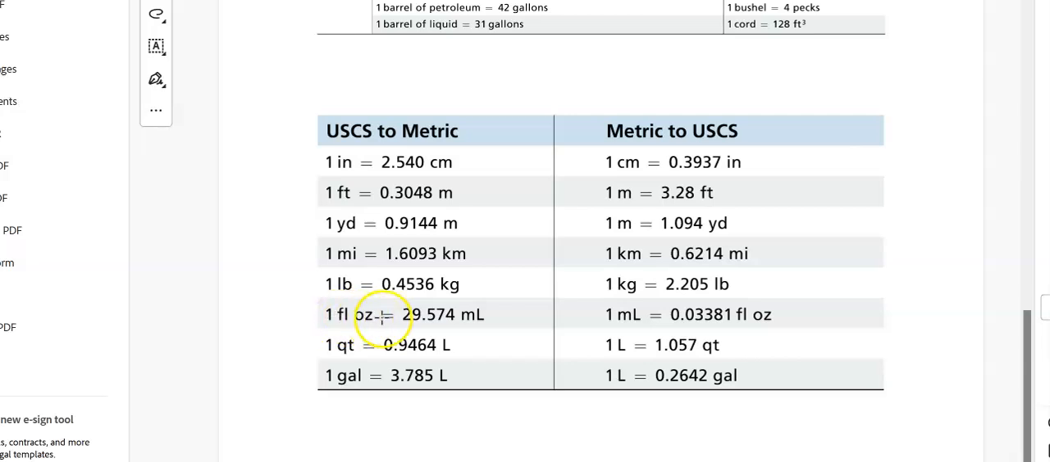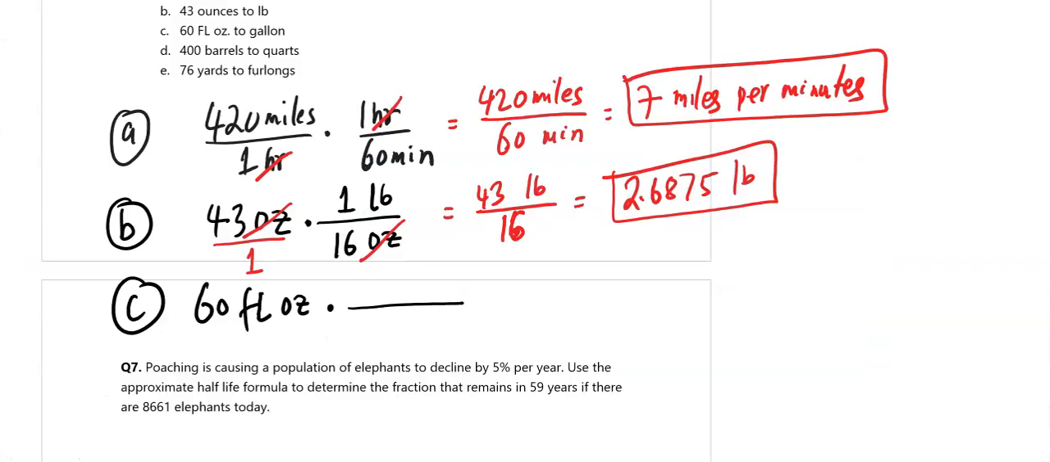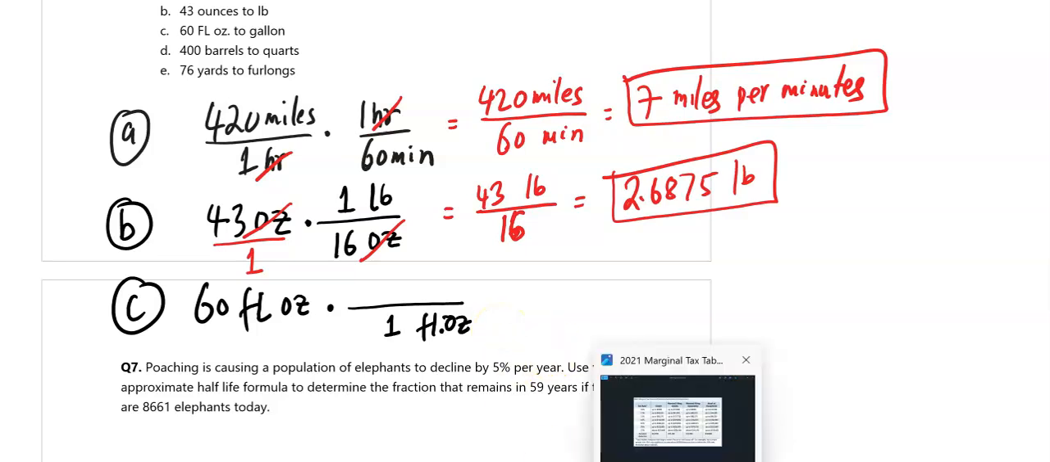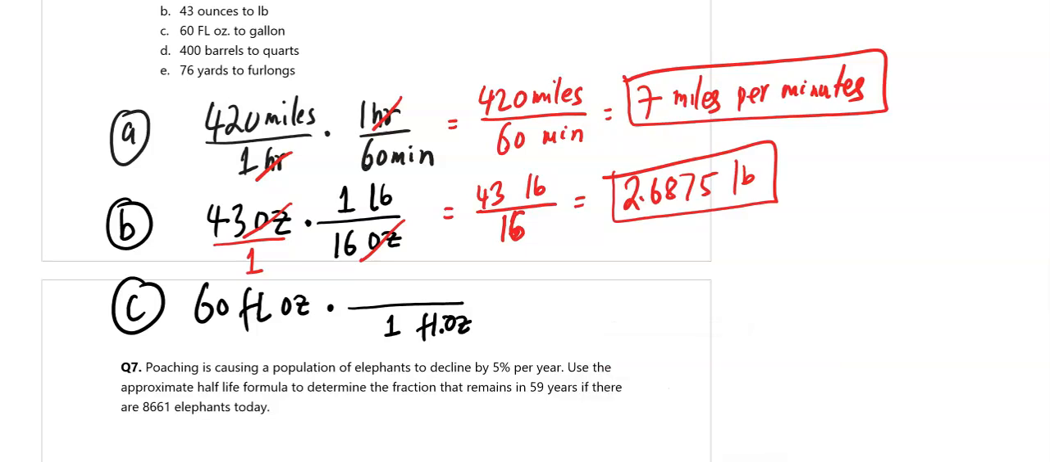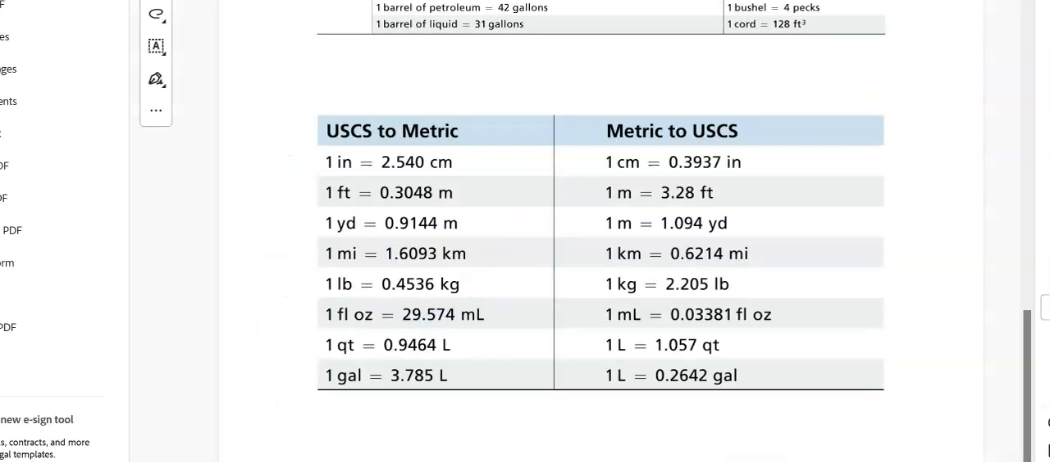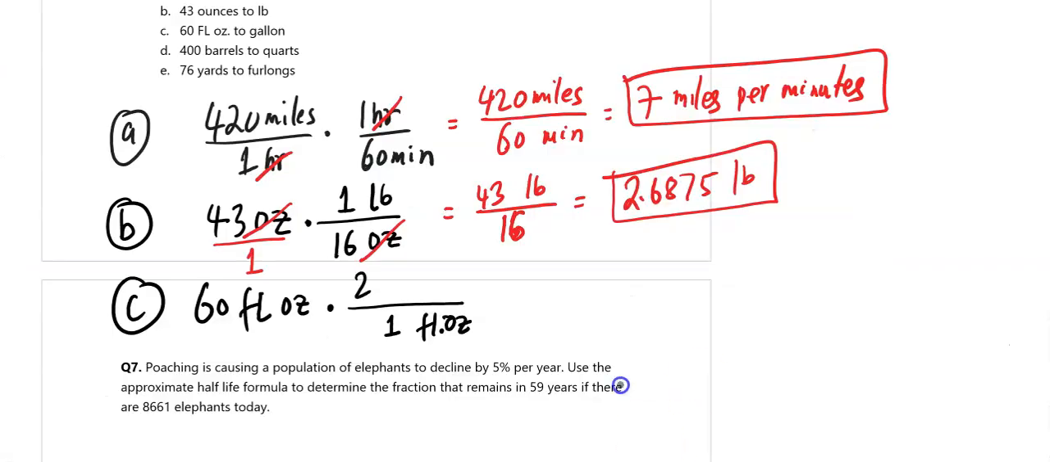Okay, so 1 fluid ounce equals 29.574 ml. So I'm going to write fluid ounces here because I want to cancel that. It has to be in the bottom. So 1 fluid ounce equals how many ml, we read before. This is 29.574 ml. So I got to change milliliter to liter. That's not difficult because 1 liter equals 1000 milliliter.